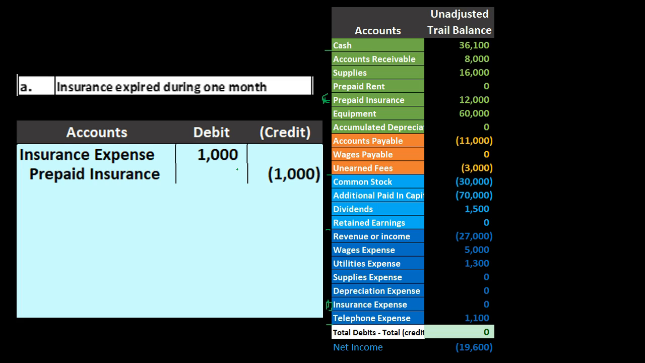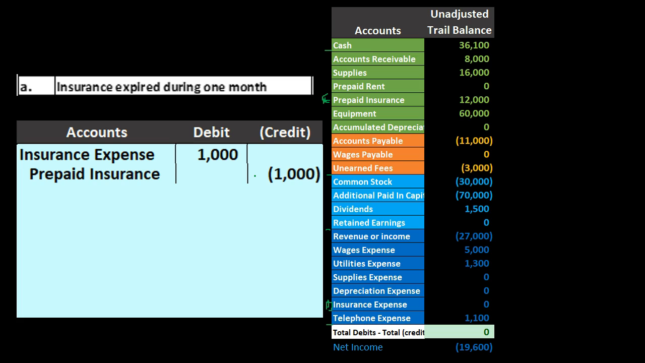Or they could say how much is left, or in other words, prepaid insurance should still be 11,000. And if they say that, we'd have to do a subtraction problem. If they say, well, prepaid insurance should still be 11,000, well, that means that if we subtract the two, 12,000 minus 11,000, we'd have to reduce prepaid insurance by 1,000 to bring it down. So here's going to be our transaction. If we post this, let's see if it does what we think it should.